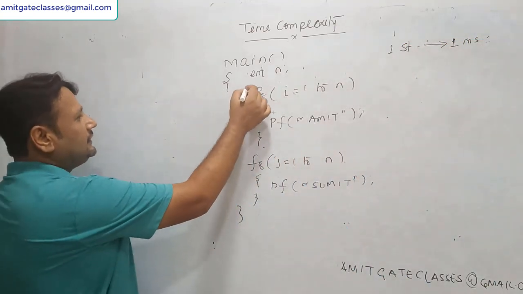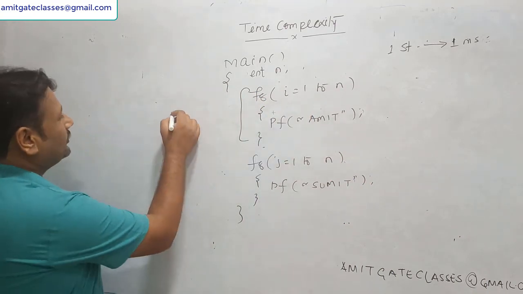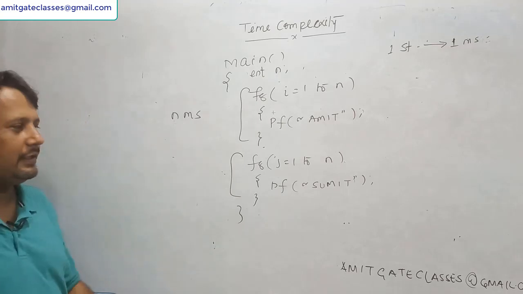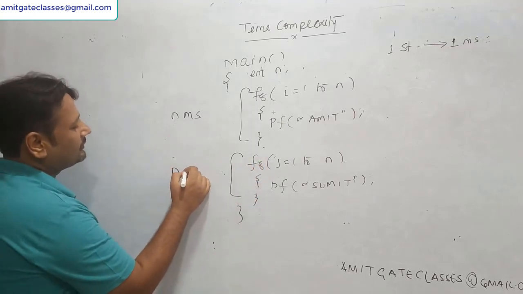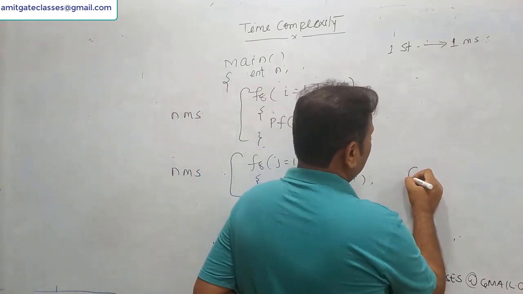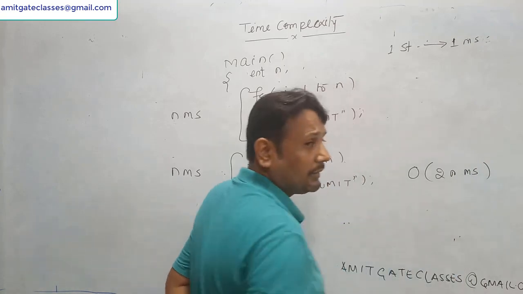Now see, this for loop is going to run how many times? N times. That means this is going to take n milliseconds. Similarly, this loop is going to run n times, so this is also going to take n milliseconds. So in total, how much time? 2n milliseconds. This is the complexity.